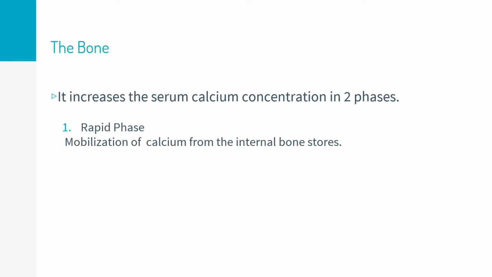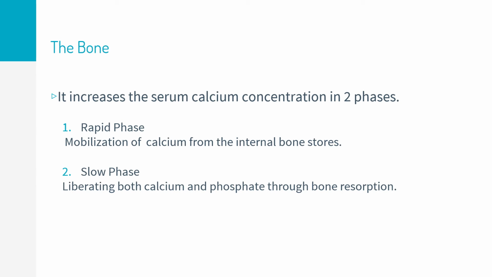So it increases the serum calcium concentration in two phases. One is called the rapid phase and the other is called the slow phase. During the rapid phase, mobilization of the calcium from the internal bone stores happens. And during the slow phase, we have the liberation of both calcium and phosphate. And this happens through bone resorption.